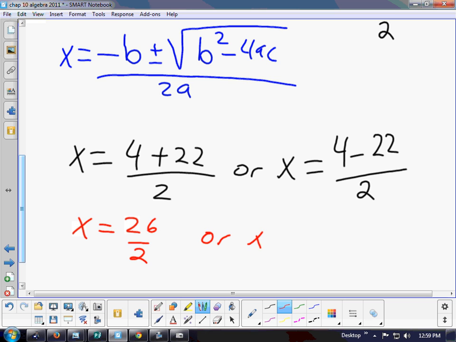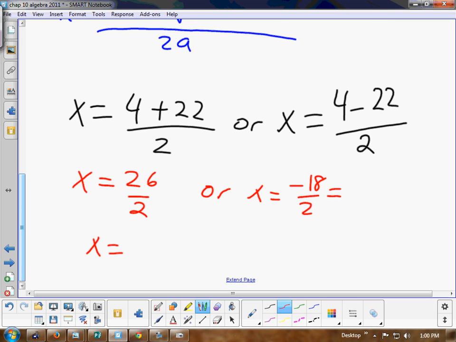Or x equals negative 18 divided by 2. 4 minus 22, 18, right? Yeah. Okay, 26 divided by 2 is 13. This is 13. And negative 18 divided by 2 is negative 9. Okay, so these are your answers.